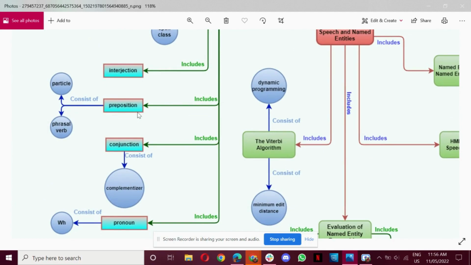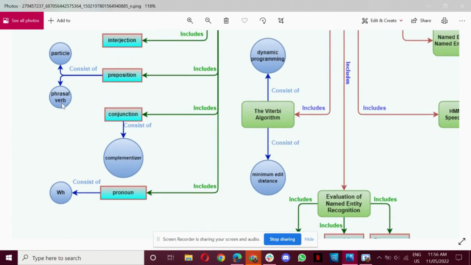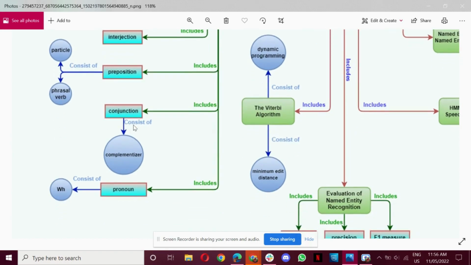Preposition is a word class in word classes that contains particles and phrasal verb. We have conjunction that join two phrases, clauses, or sentences. Subordinating conjunctions like that which link a verb to its argument are complementizers. We have pronouns like wh pronouns like what, who, whom, whoever.